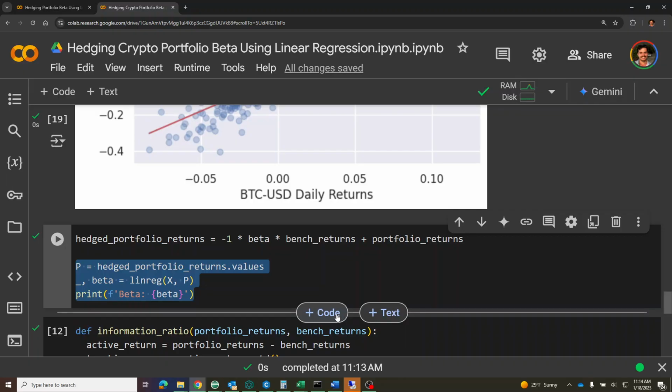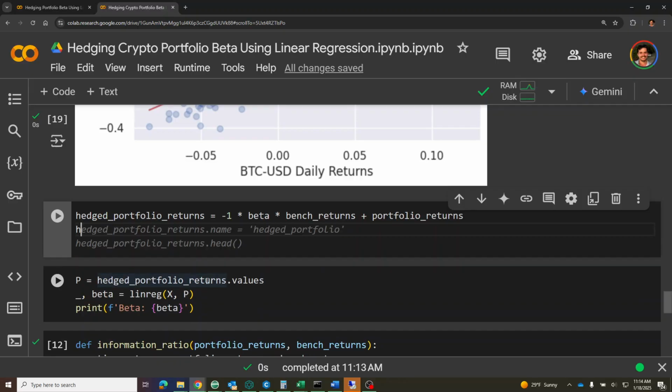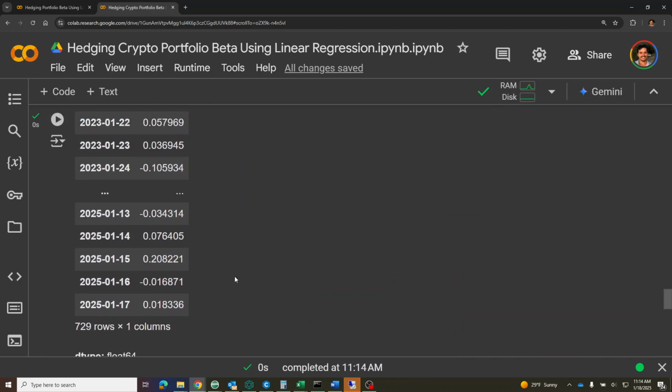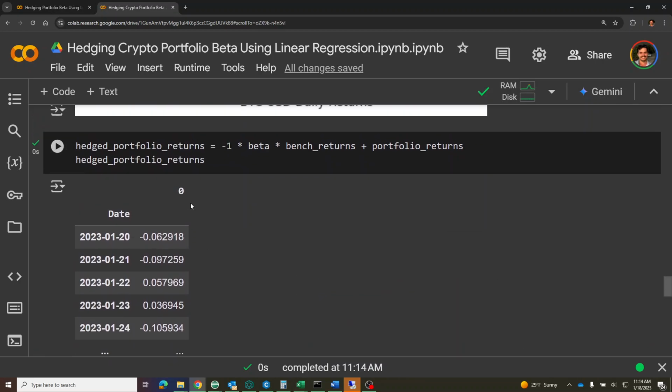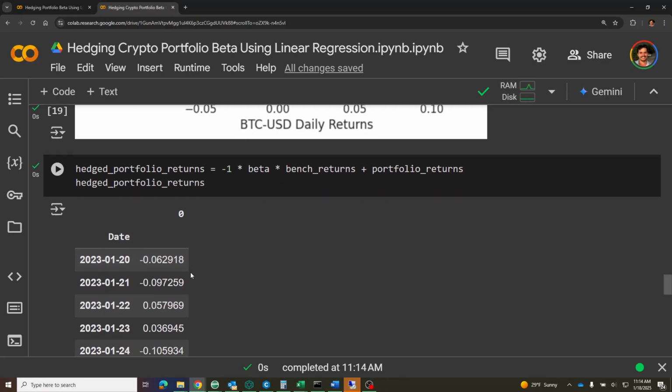Let's take this. We'll separate it real quick like that. And let's just look at our hedged portfolio returns. So now our hedged returns are for each day in our time series here, we're subtracting out the beta that we had originally calculated here. So that's why it's hedged.